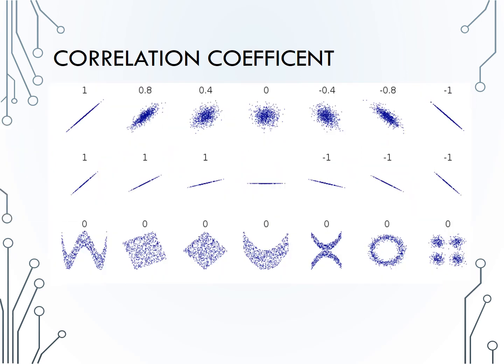The following graphic from Wikipedia summarizes some of the important characteristics about correlation coefficients. The first row is what we just discussed, that the correlation coefficient's value or magnitude is telling us about the strength of the linear relationship. The sign is telling us about the direction.